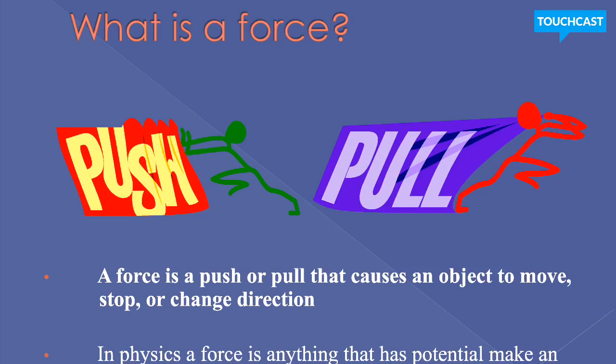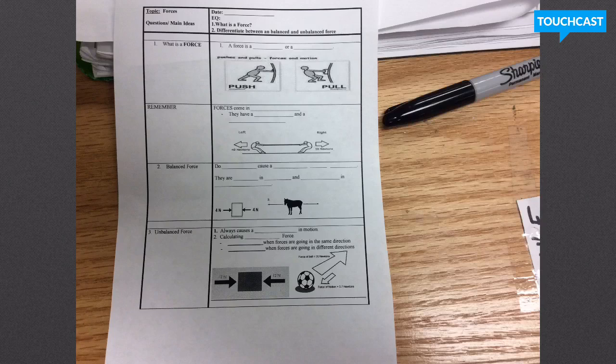Well, as we can see looking here on our notes, a force is a push or a pull that causes an object to move, stop, or change directions. So look at the picture on your Cornell notes. That picture shows us we have a push or a pull here. Okay, so a push would be something pushing towards it like a box.